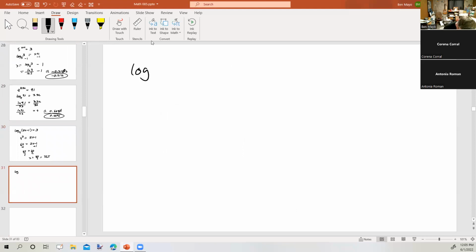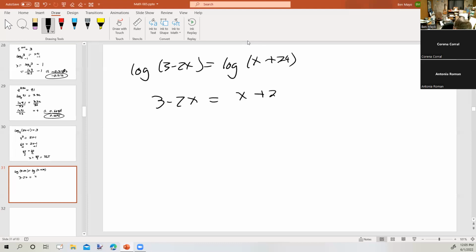How about this one? Log of 3 minus 2x equals log of x plus 24. Just like if you have an exponential equation, when you have the same base on both sides of the equation, the exponents are equal. If you have a logarithmic equation and you have the log with the same base on both sides of the equation, then the quantity you're taking the log of on each side is equal. So from this step, we can go to here.